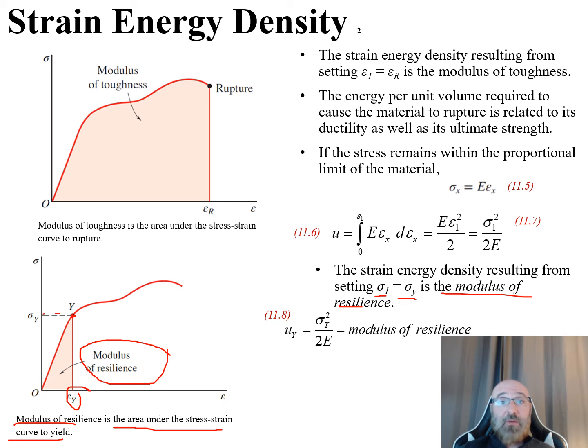So we can come down here and we have a general governing equation that we can use for this. Our u sub y is equal to our sigma sub y squared over 2E, which is just another version of our 11.7 equation, but plugging in sigma y for our sigma 1. So this is our governing equation from 11.8 in our textbook, that our modulus of resilience is equal to our sigma y squared over 2 times our modulus of elasticity.